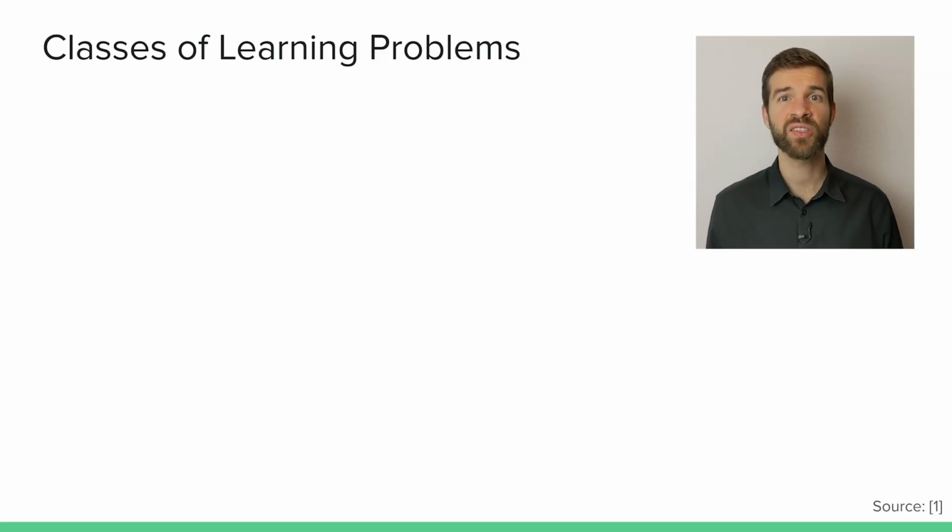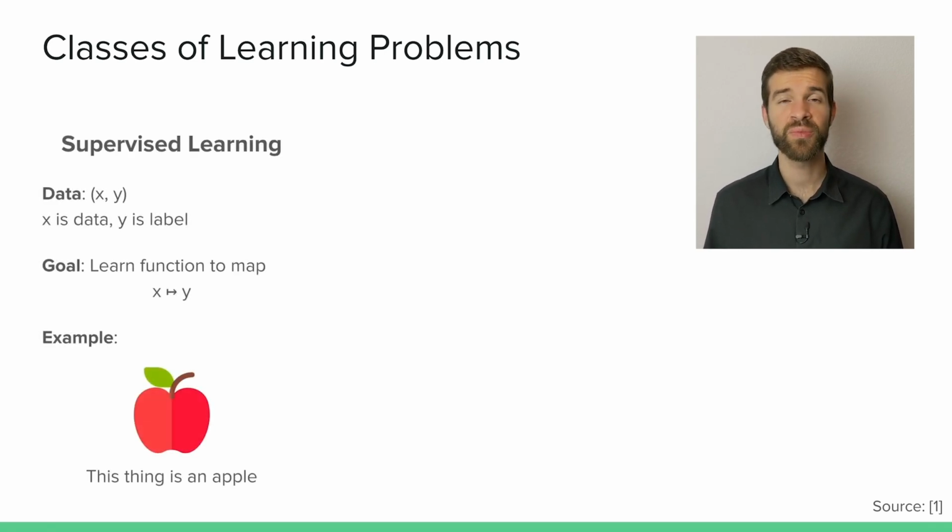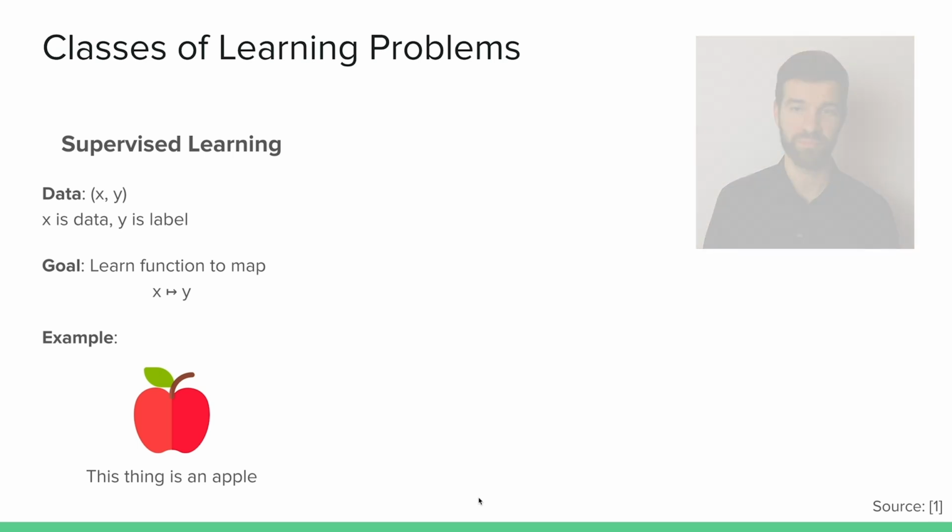There are a bunch of classes of learning problems. Some of them we've already talked about before. The first class of learning problems is so-called supervised learning, which is what we've done most of the time so far. Whenever we're doing image classification or object detection, what we have is our data, which consists of the input itself, X, and the target label Y, which we want to map to. So the goal of machine learning now would be to take X and learn this mapping function that takes X and maps it onto Y. For example, we show it an image of an apple and it learns to say, this thing is an apple.